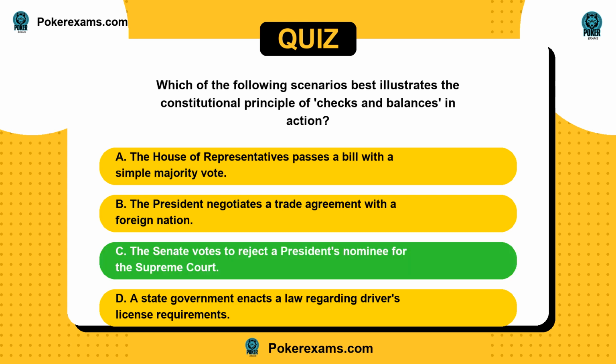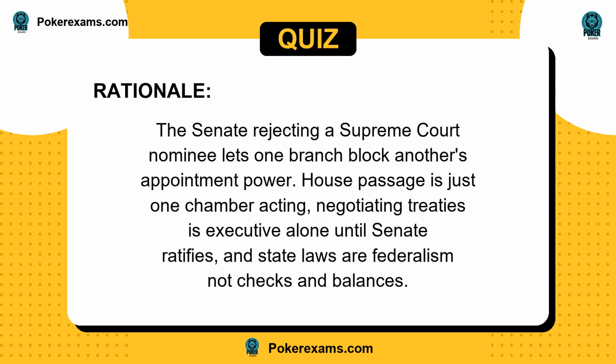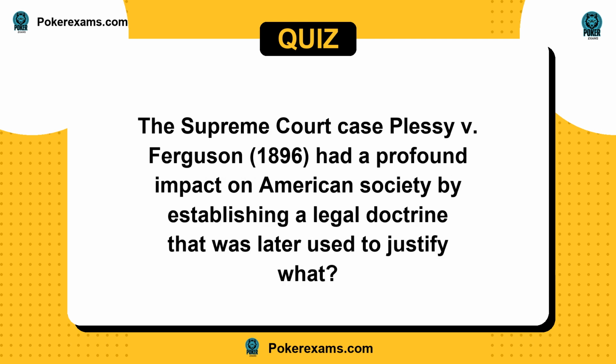The answer is C. The Senate rejecting a Supreme Court nominee lets one branch block another's appointment power. House passage is just one chamber acting, negotiating treaties is executive alone until Senate ratifies, and state laws are federalism, not checks and balances.